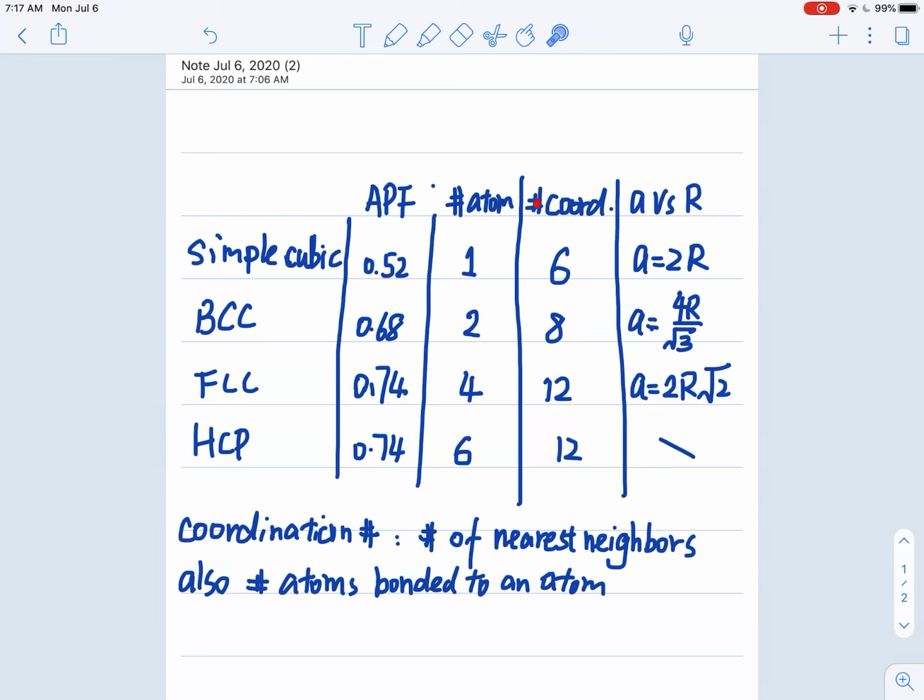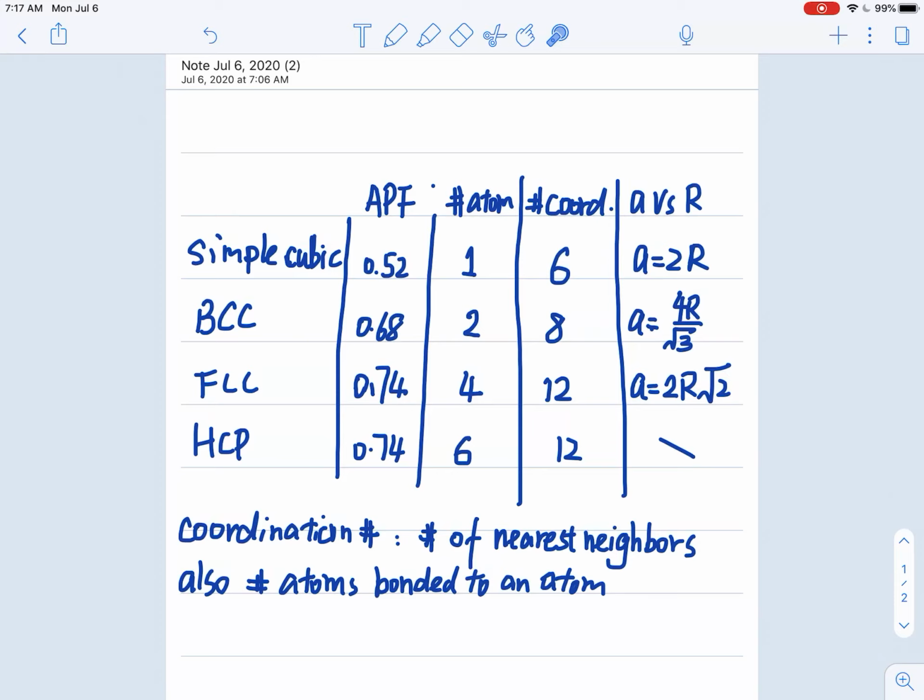And the coordination number for the simple cubic structure is 6, which means the number of nearest neighbors. It also means the number of atoms bonded to an atom. So in the simple cubic structure, you have 6 as the coordination number. And the relationship between the length of the unit cell and the radius of the atom is a = 2R. It's the simplest relationship in this table as well.